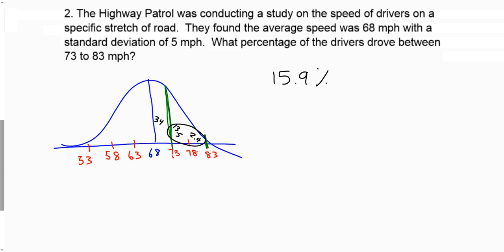Now, why is that? Probably because the speed limit is 75, right? You go faster than 75, now you're speeding, so fewer people go faster than 75. And that's about it, guys. On your homework, on the practice, it's going to ask you to do stuff like this. You just have to draw the picture, break it down.